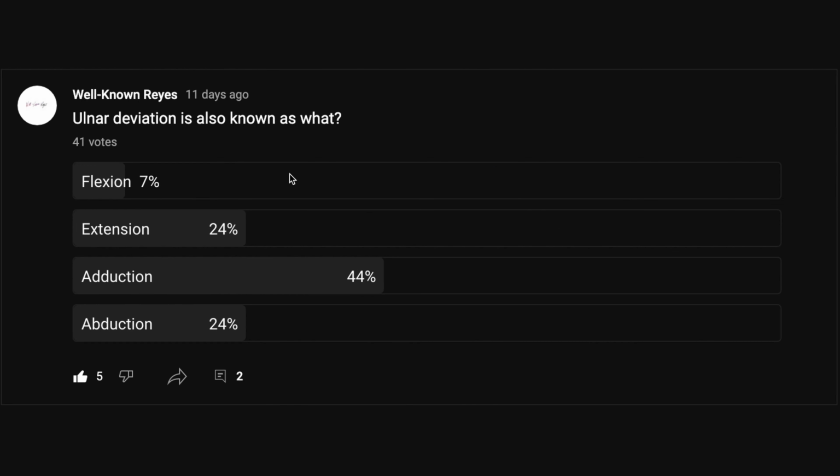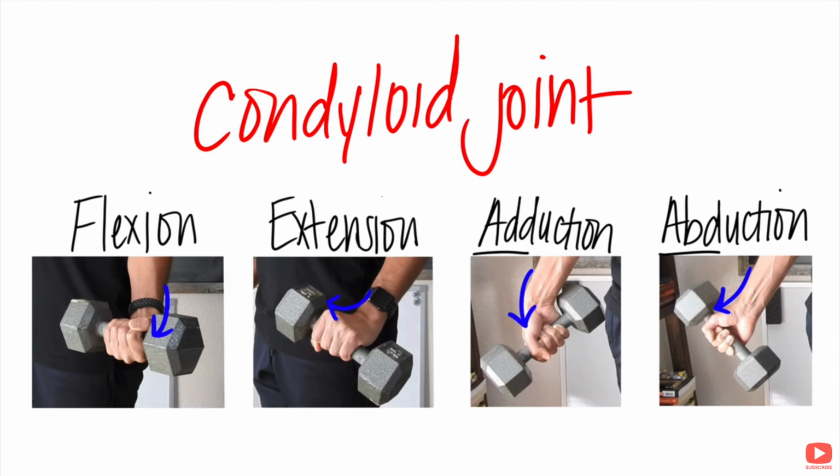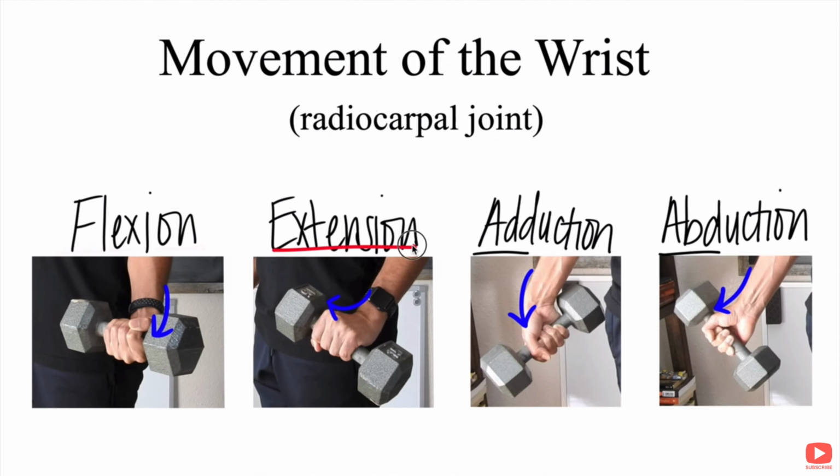That's very important. Now, if you were part of the group who did not get this answer correct, I would encourage you to check out this video where I cover the different movements of the wrist, also known as the radiocarpal joint. I would encourage you to make sure you have an understanding of this before you go into the MBLEx. This is very important information, so make sure you know this stuff.